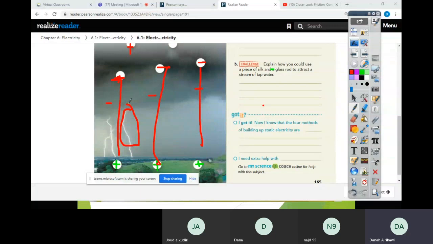Even if you just rub your feet on the carpet, then touch a knife, any metal object, or the doorknob, you will feel the spark, and sometimes you will hear the spark also. This is electric discharge. Electric discharge.